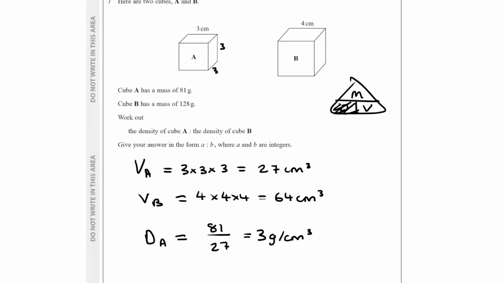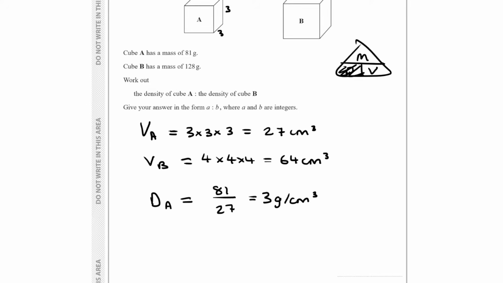That's just the units. Same for the density of B. We're going to take 128 over 64. They've chosen these numbers again deliberately because they divide and they give you 2. They divide quite nicely, if that makes sense. There's not any decimals, what I'm trying to say. So we've got that. The density of A is 3.